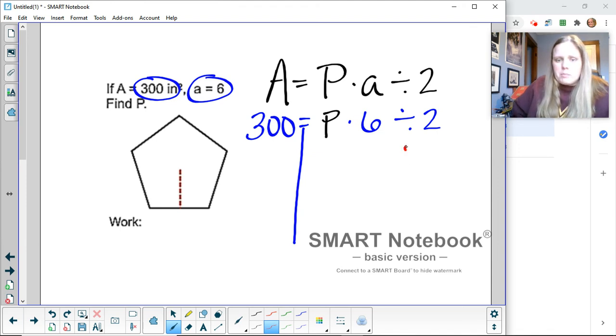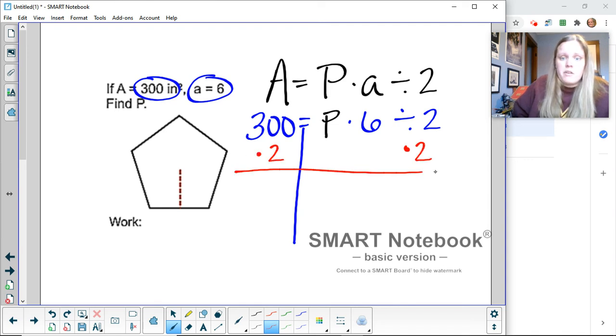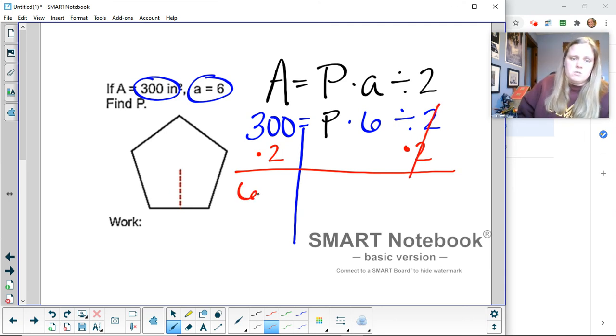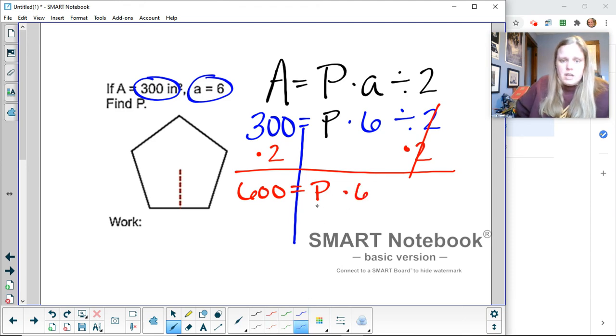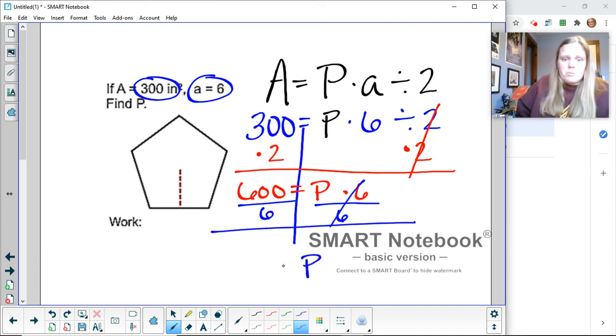Okay, here's the correct steps. Again, you might find a different path on how to solve this, and as long as you're getting the same end result, that is fine. So opposite of divide by 2 is times 2. We'd have 600 equals P times 6. And then opposite of times 6 would be to divide by 6. So our perimeter would equal 100.